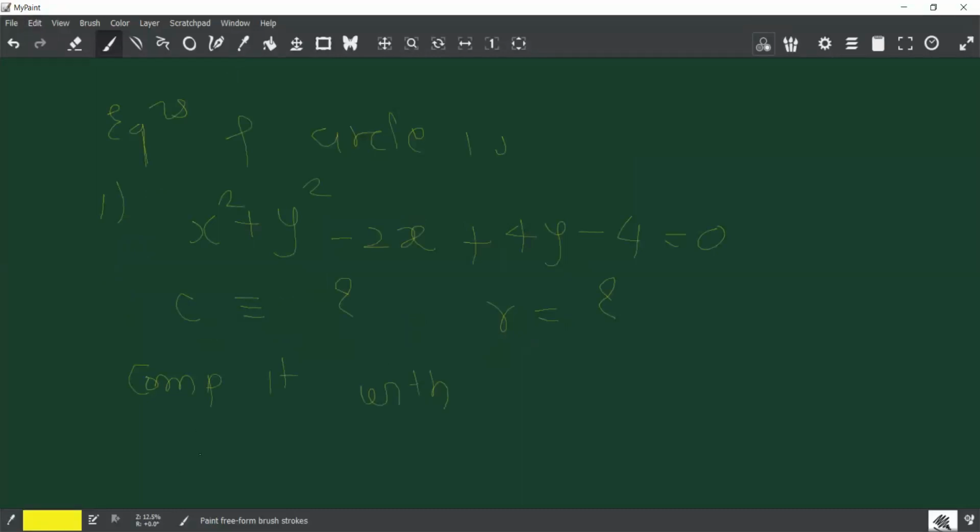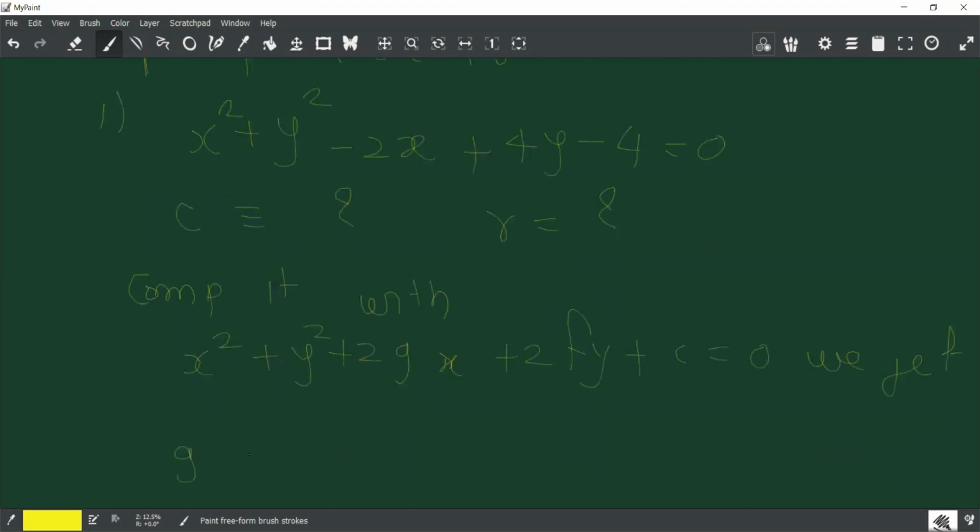Write the standard equation. x square plus y square plus 2gx plus 2fy plus c is equal to 0. You need to write this. We get 2g is minus 2. Correct? So I get g as minus 1. 2f is 4. I get the value of f as 2 and the value of c is minus 4. You all got it?